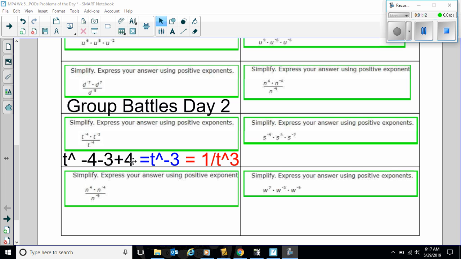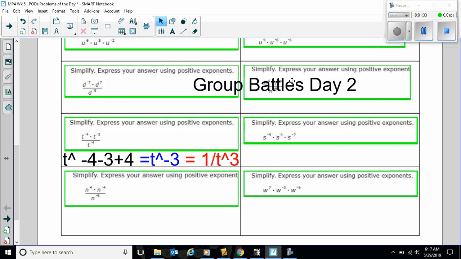So now I'm just adding my exponents like I normally do. I got a -4, I got a +4. That simplifies, goes away, just leaves me with a -3. T to the -3. Anytime I see a negative, flip it over 1 and switch the signs. All right. Let's consider our next question.